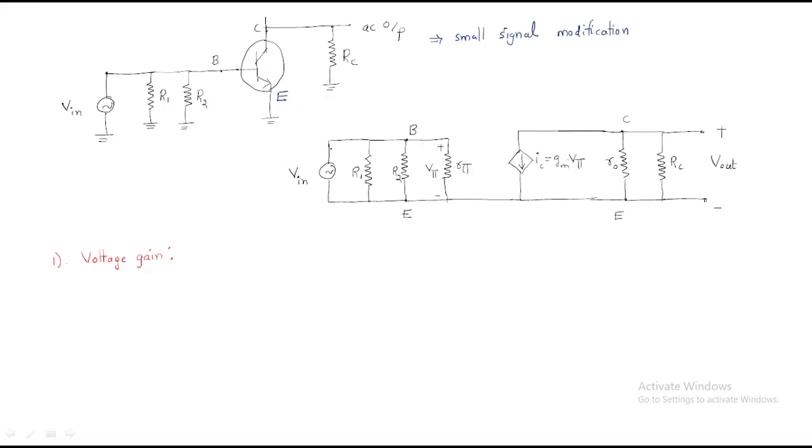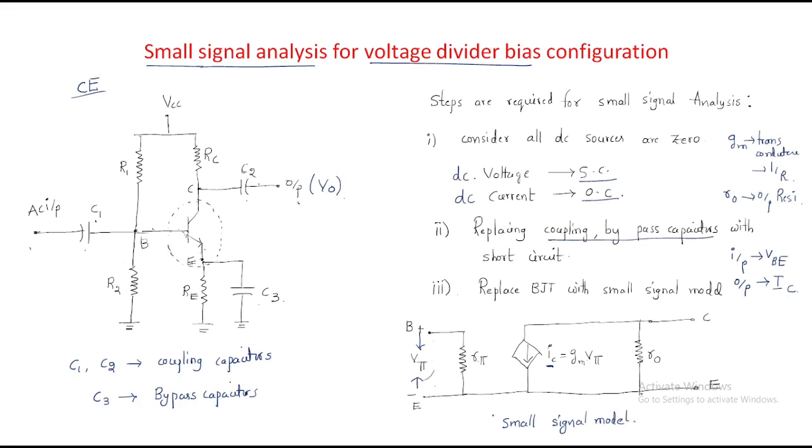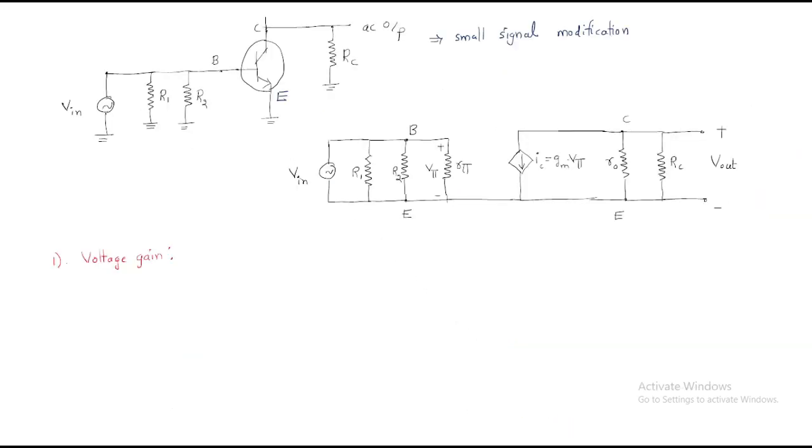Now we are replacing this transistor with the small signal model. We just replace it with the same circuit. That means R1, R2, and look here. The emitter is connected directly to ground, so we take it as ground. R1 is connected to ground means R1 is connected to emitter. R2 is connected to ground means R2 is connected to emitter. And input voltage between base and emitter we have Vπ and rπ.